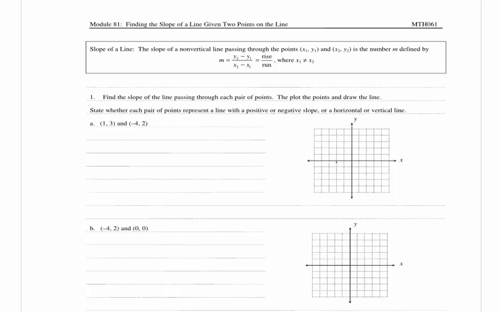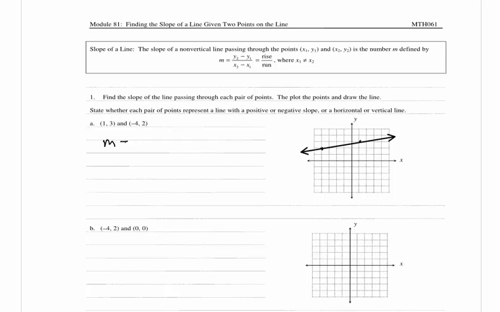So in A, we have the points (1, 3) and (-4, 2). The first thing we're going to do is plot the points. So we have (1, 3): right 1 unit, up 3 units. And (-4, 2): left 4 units and up 2 units. Now we're going to draw a line. And now we're going to solve for m.